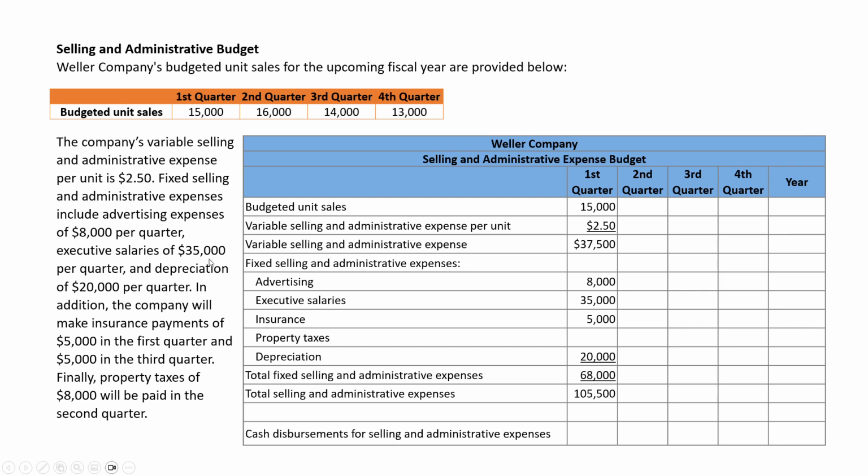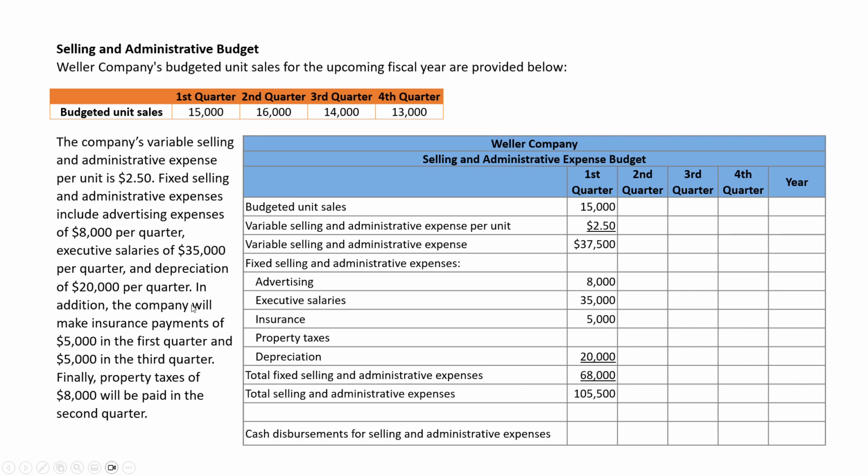They tell us as we work through here that fixed expenses include advertising expenses of $8,000 every quarter. So we're going to list $8,000 for advertising. Every quarter is going to have $35,000 in executive salaries. So we'll list that $35,000. And depreciation, I'm going to skip a little bit here, and depreciation of $20,000 per quarter. So I'm going to skip down a little bit to the bottom and list $20,000. So those are going to be advertising $8,000, executive salaries $35,000, depreciation $20,000 every single quarter, all 4 quarters.